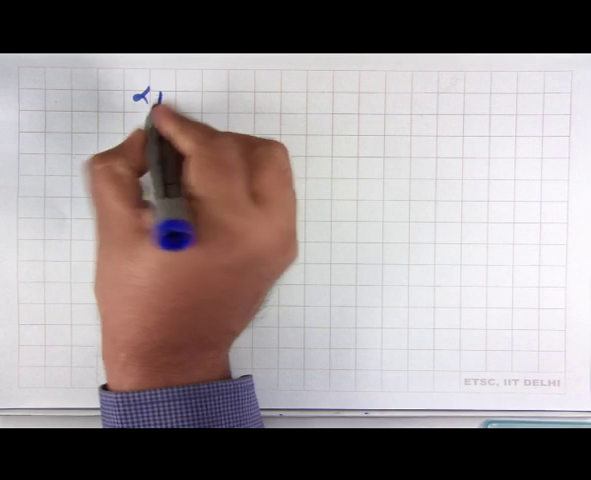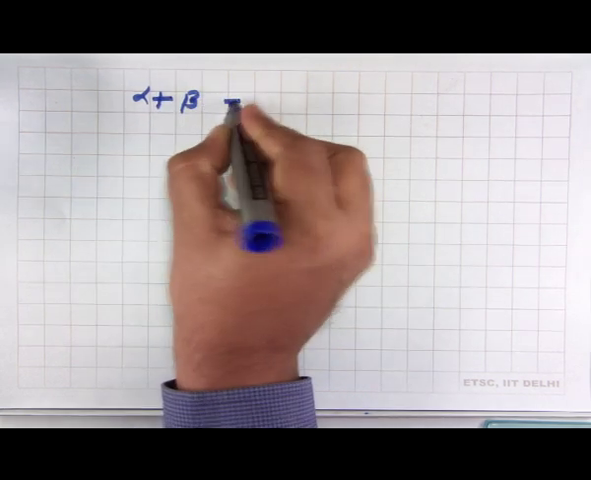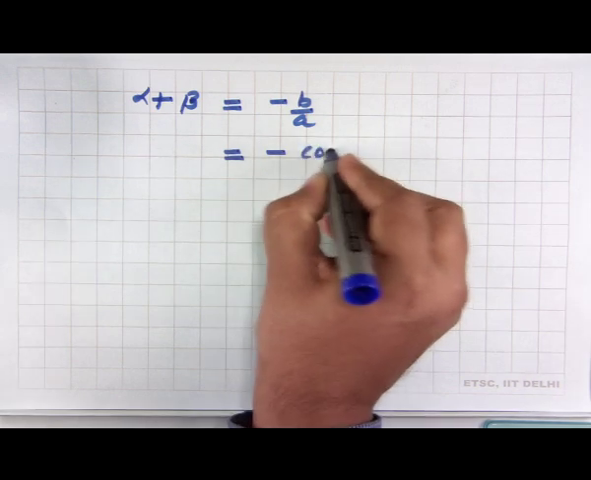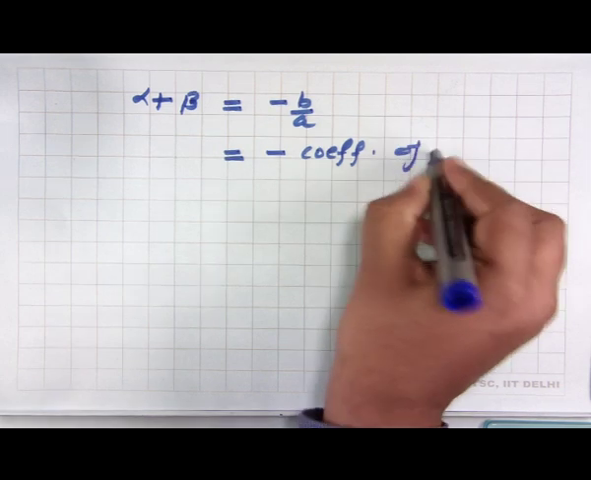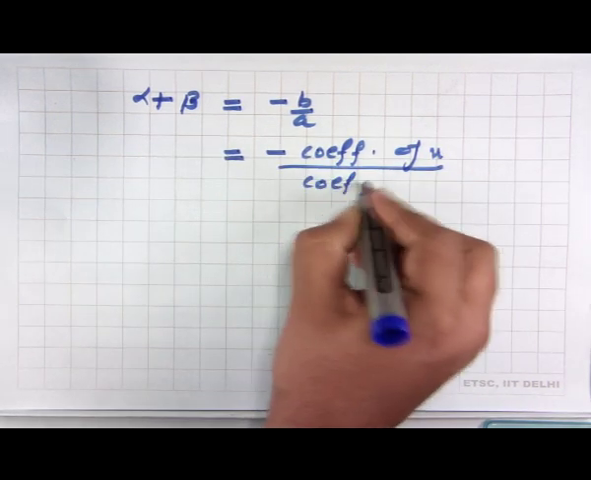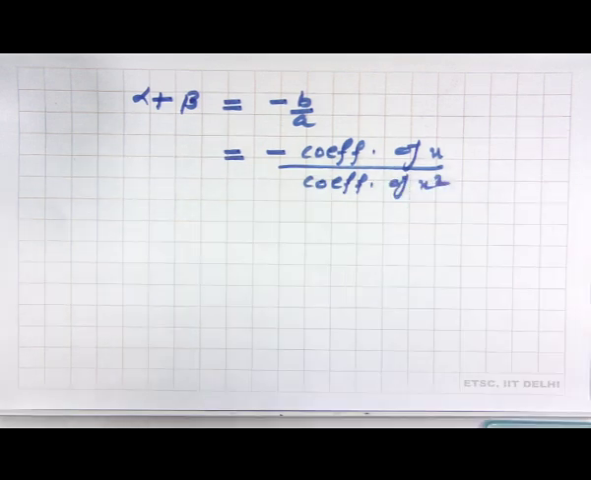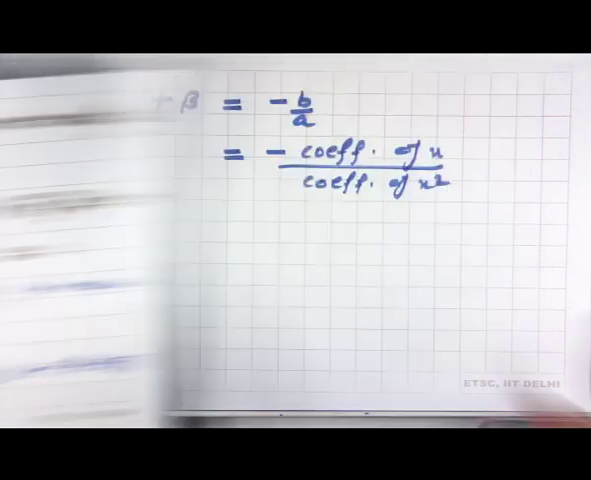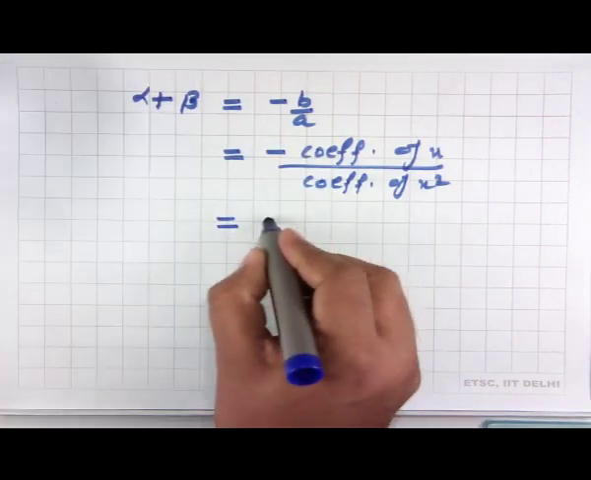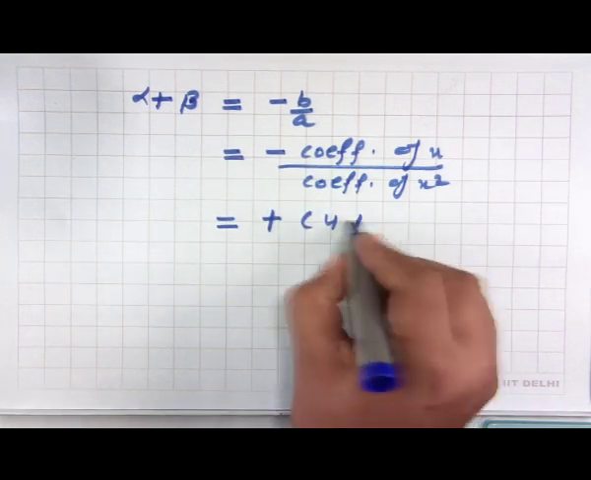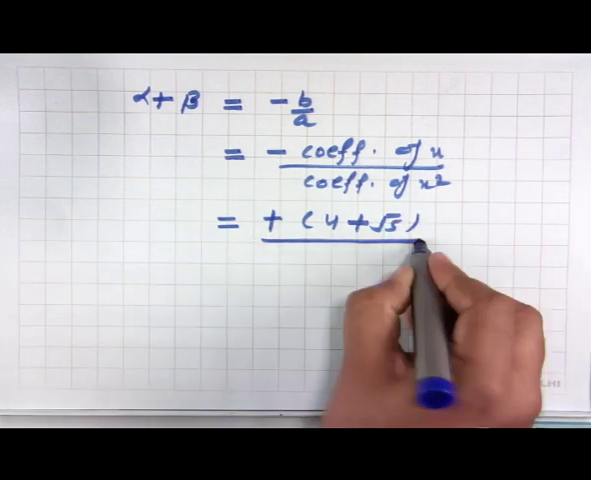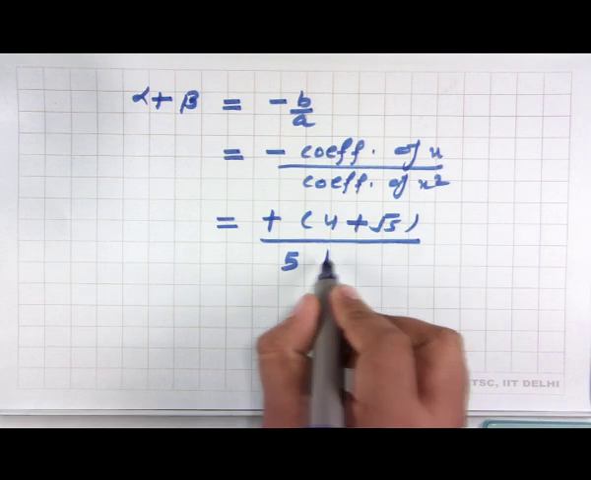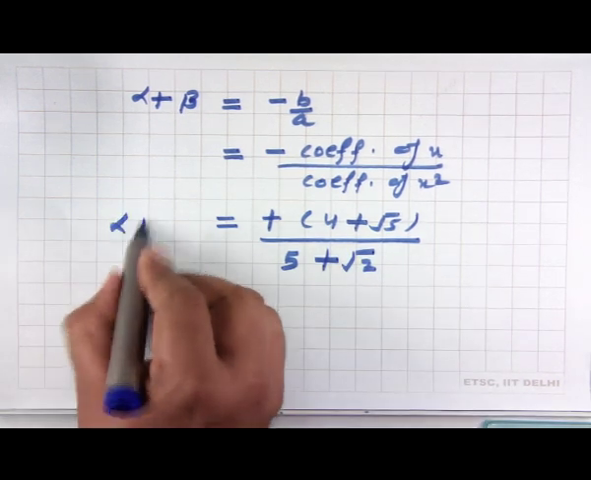Now α + β equals −b over a, meaning the coefficient of x over the coefficient of x². Here the coefficient of x is −(4 + √5), so putting in the value, it becomes plus (4 + √5), and the coefficient of x² is 5 + √2. That is the value of α + β.